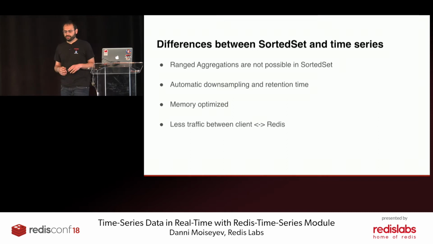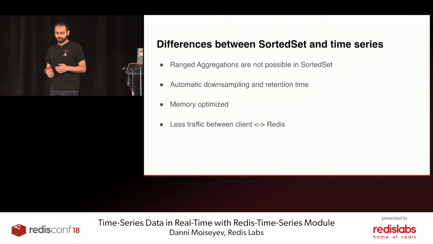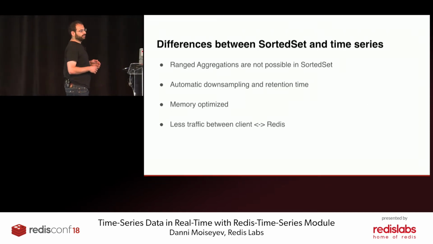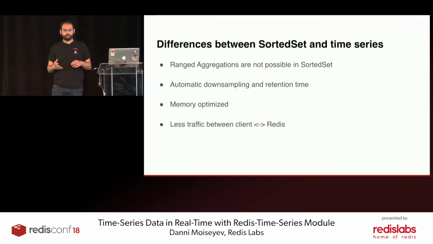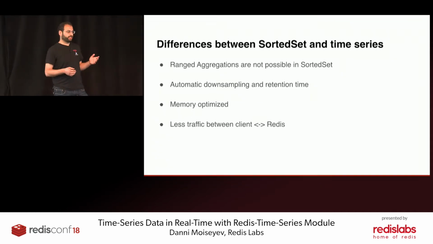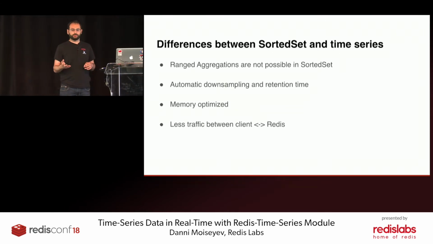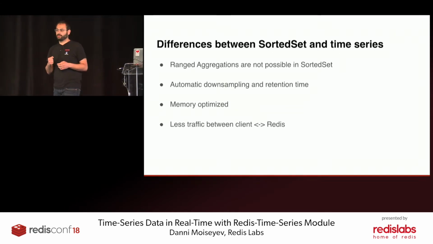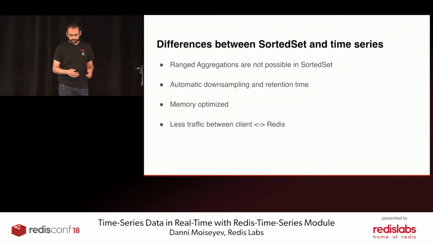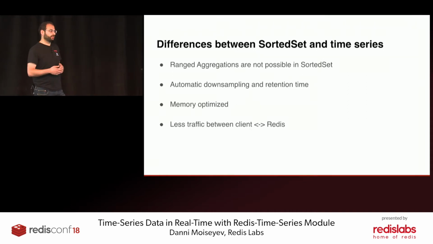So what are the key differences between sorted sets and the time series module? One of the important features that we added is the availability of ranged queries with aggregations. You can do an aggregation of an average, a minimum, a sum, or a count, which you cannot do with sorted sets. If you want to do that, you need to fetch all the data from the sorted set and do it by yourself, or write a Lua script for that. We have automatic downsampling. We're going to talk about it a little bit later.